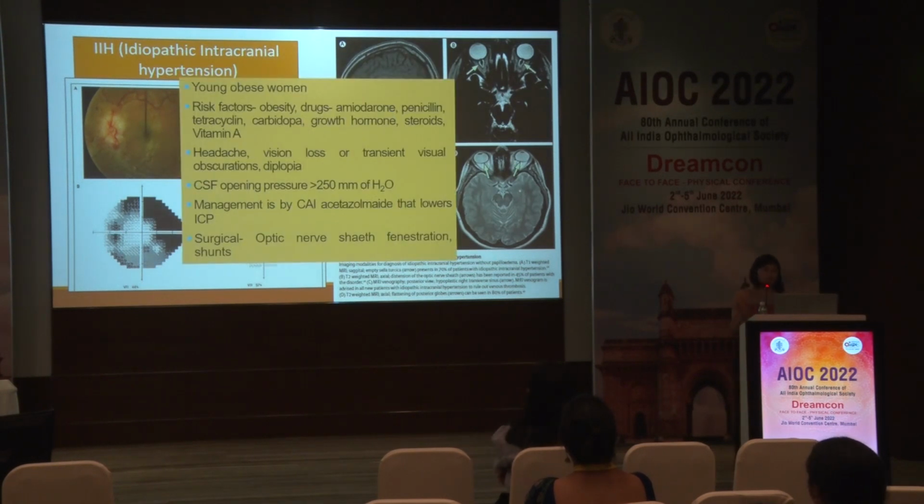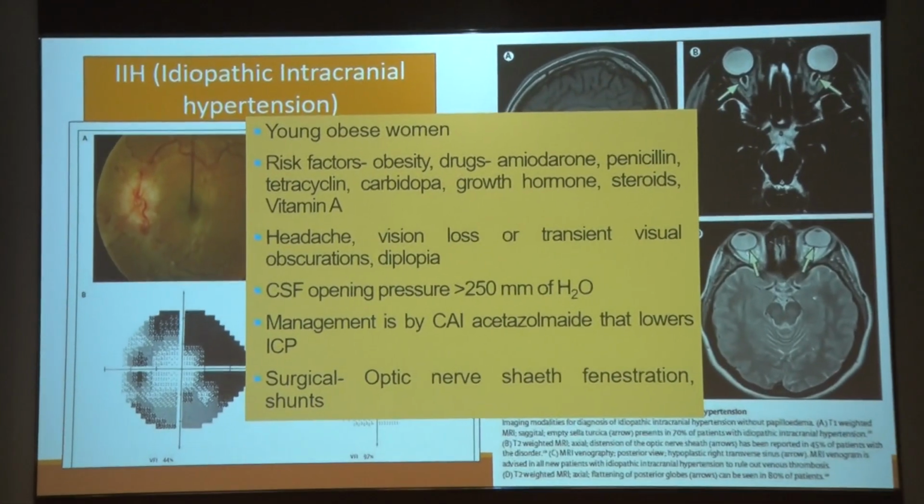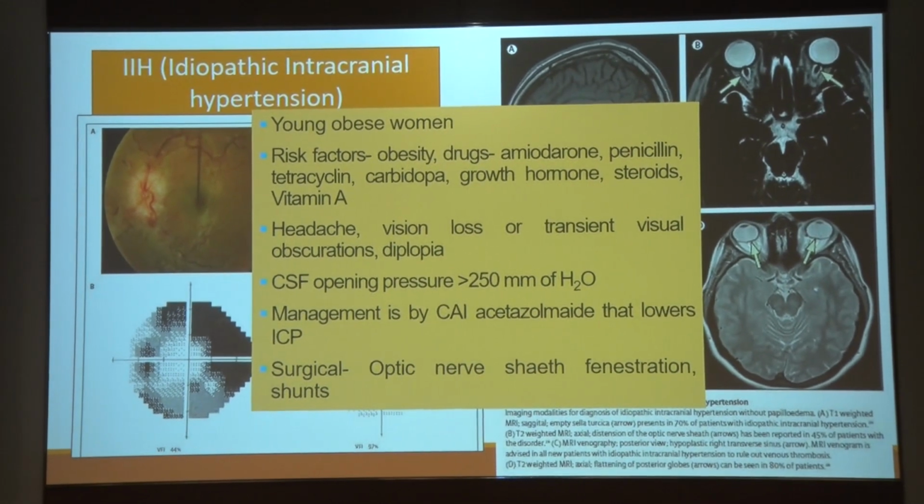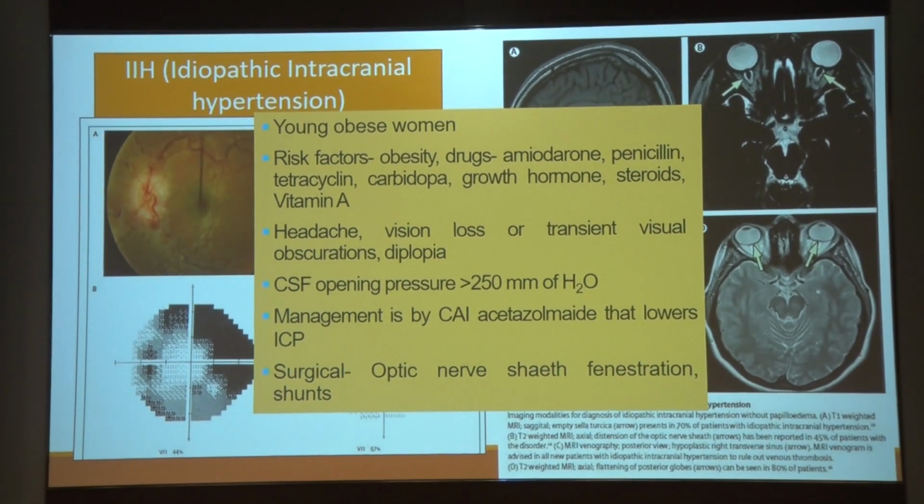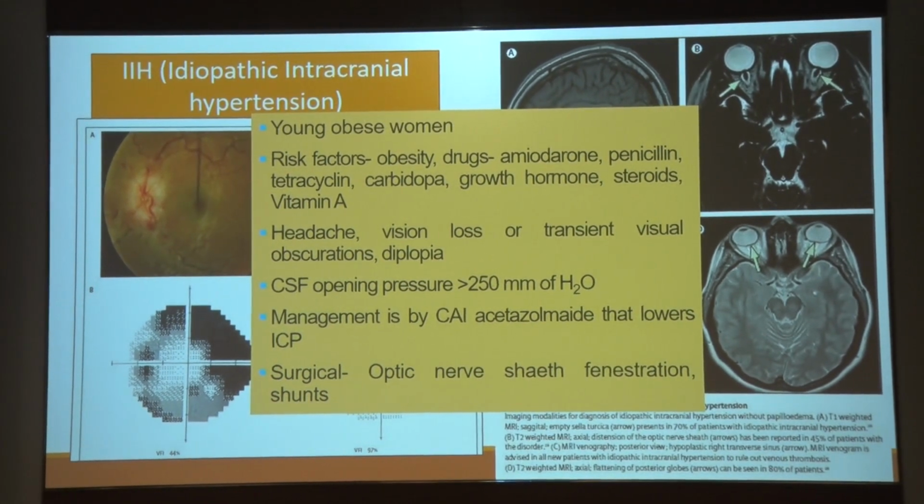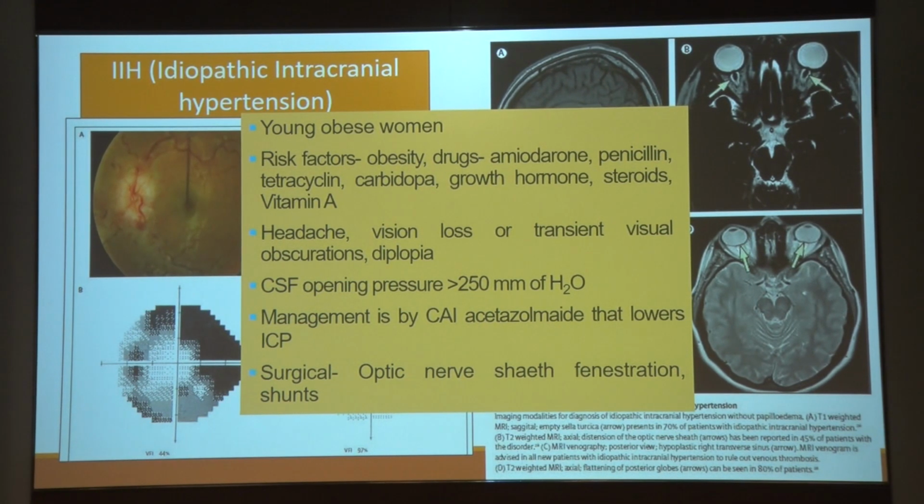The typical patient profile is a young obese woman. The causes are obesity, and certain drugs can cause it, like vitamin A, growth hormones, carbidopa, etc. The patient presents with two most important complaints: headache and vision loss. CSF opening pressure of more than 25 centimeters is considered significant, and there's also a criteria for IIH that you should go through.